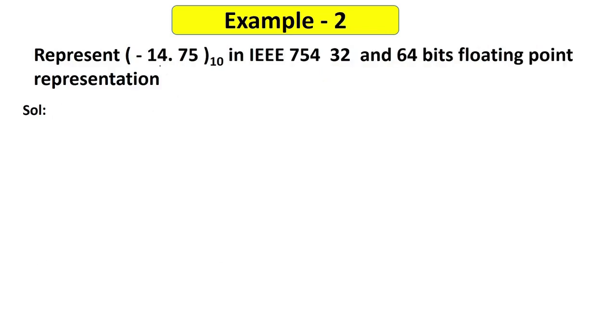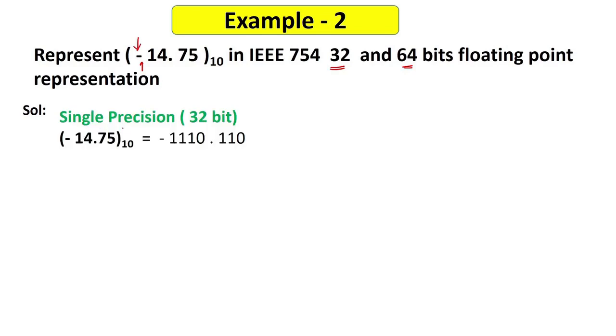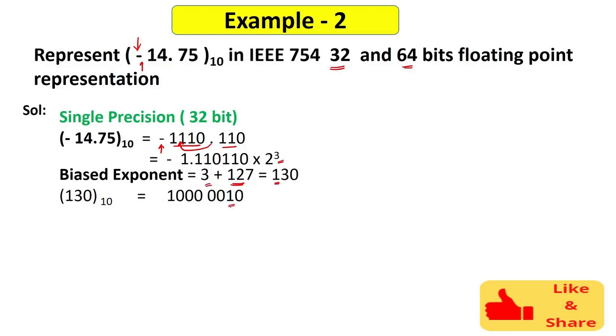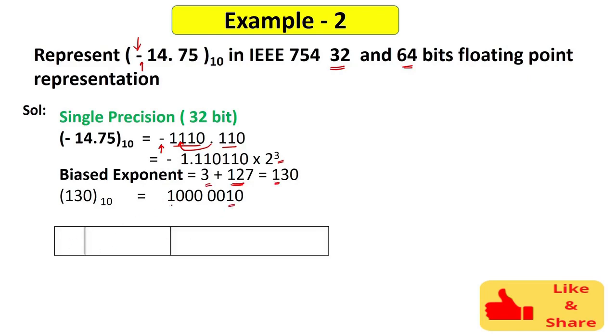For example, I have the same number 14.75, but this is negative. And I have to represent it in 32 bits and 64 bits. So everything will be the same, just this sign bit will change. For example, you can see in single precision I have kept this minus here. This is 14, this is 0.75 as in the previous example. Now I will convert this into the normalized form by shifting this dot here, right? Now the biased exponent will be this true exponent plus the bias value, that is 127. It will be 130, and this is 130 in binary form, right? Now I will store this here.